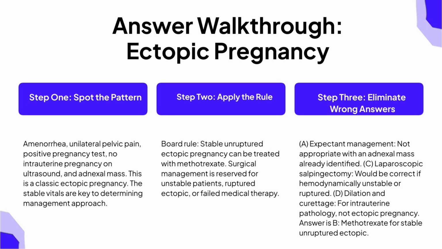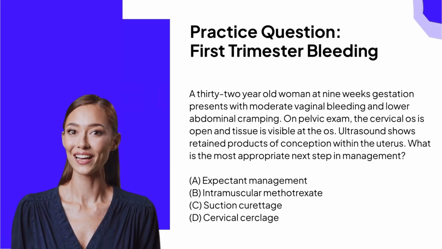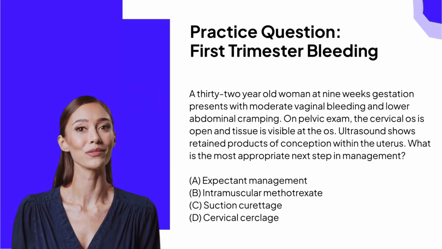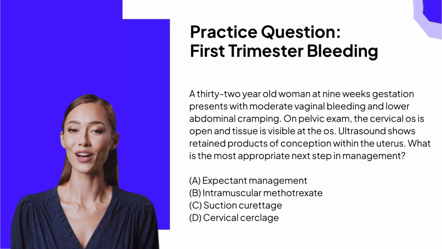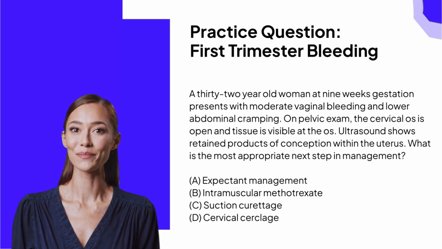The correct answer is B, methotrexate. Review the ectopic pregnancy management algorithm in your obstetrics resources for the full criteria. Here is our second practice question. A 32-year-old woman at 9 weeks gestation presents with moderate vaginal bleeding and lower abdominal cramping.